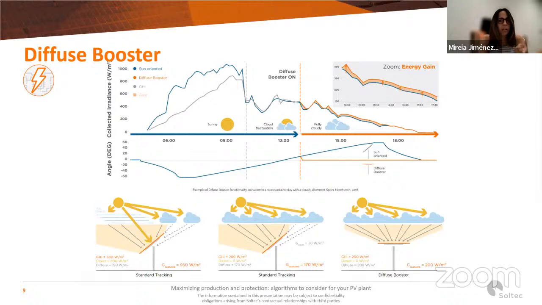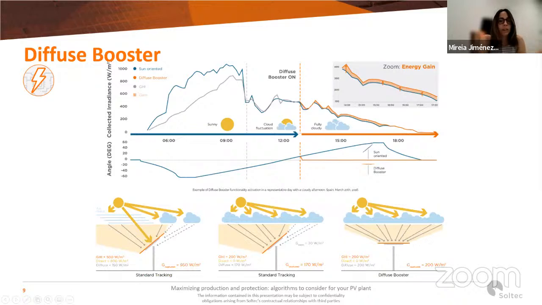It shows that in that period, the angle of the tracker in the astronomical tracking remains oriented to the sun position, as shown in the center picture below, like here. Whereas the tracker with the diffuse booster active remains horizontal to optimize the energy and capture all the celestial sphere irradiance.